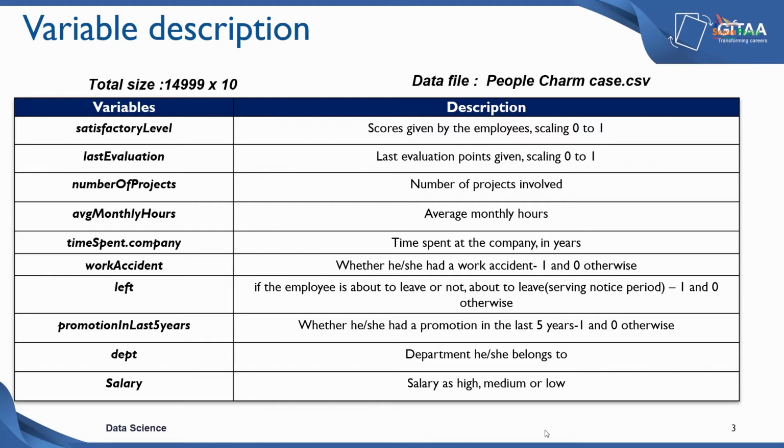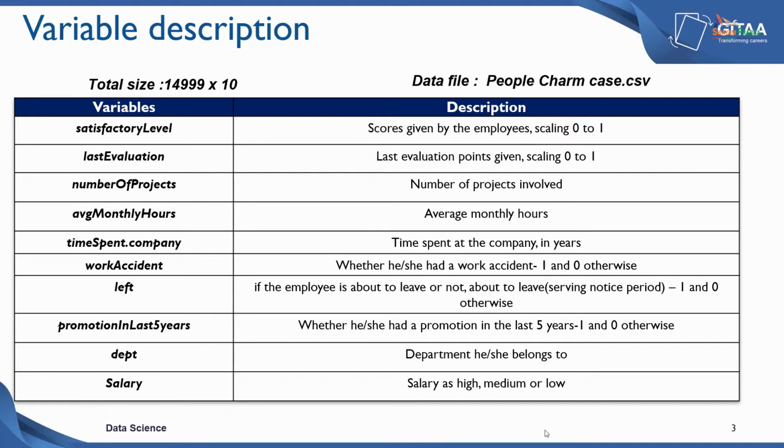The variable satisfaction level is the score given by the employee to the employer. It's a continuous variable with the range between 0 to 1. The variable last evaluation is the last evaluation score given by the employer to the employee. This is again a continuous variable with the range 0 to 1. The number of projects basically tells us on how many projects a particular employee has worked. Now this is an integer variable.